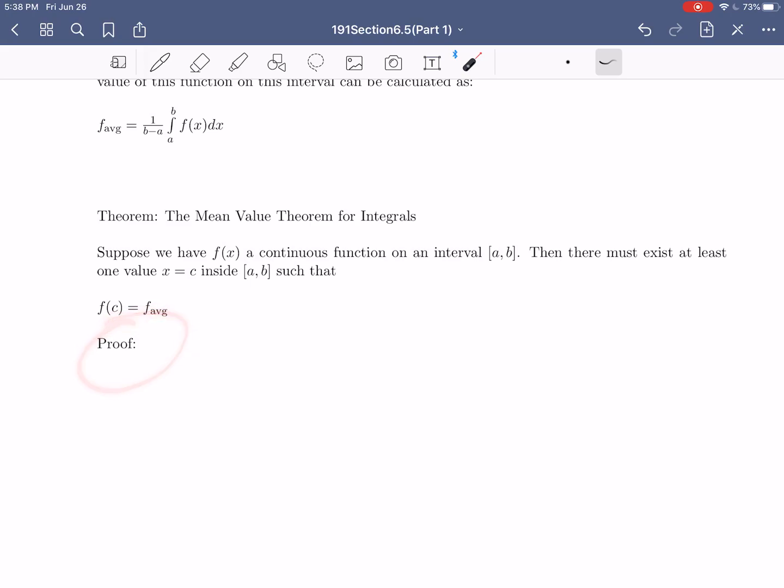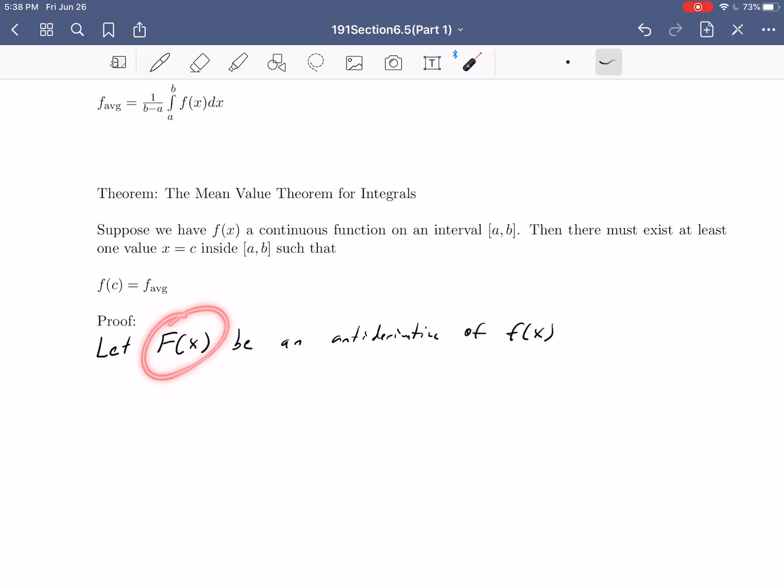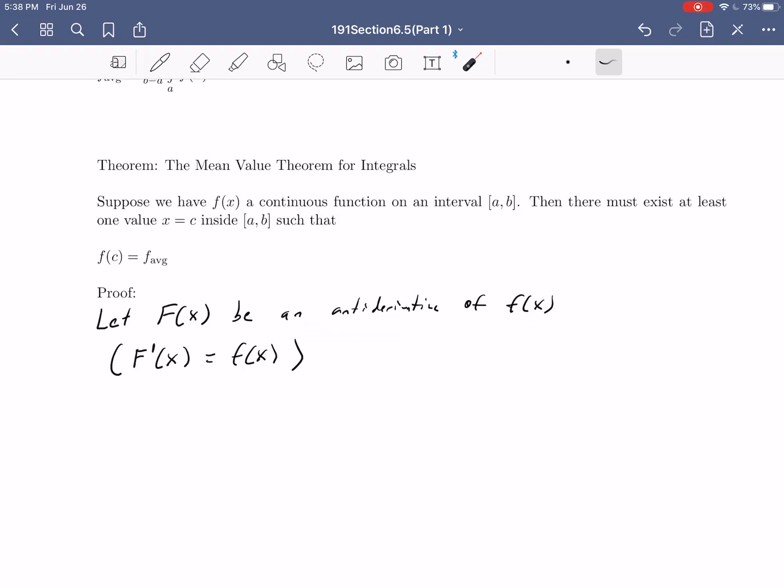The proof of this is actually pretty easy. It uses the mean value theorem for derivatives, so we're going to make use of that. To begin with, we're going to let capital F of x be an antiderivative of little f of x. In other words, it's some choice of the integral of f of x dx. Notice this also means that capital F prime of x must be equal to f of x. That's what it means to be the antiderivative of a function.